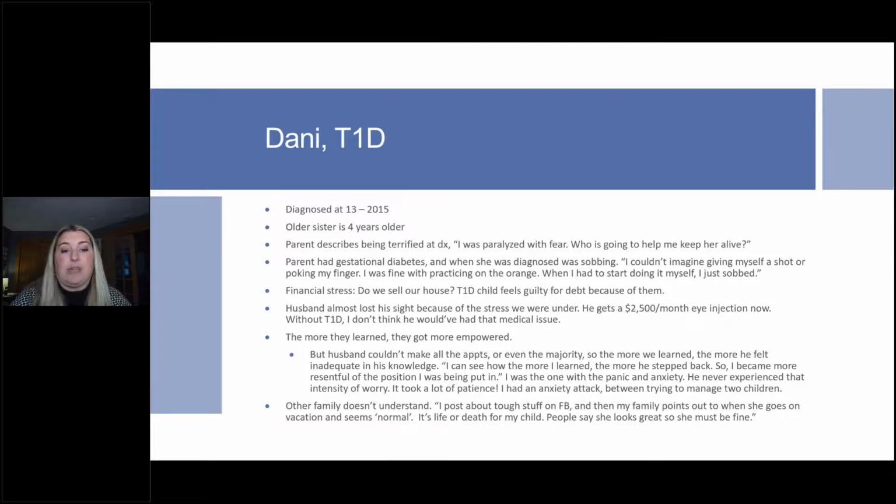The more they learned, the more they got empowered. Again, the husband couldn't make all the appointments or even the majority. So the more they learned, the more inadequate he actually felt about his knowledge. And so she said, I can see how the more I learned, the more he stepped back and almost became more resentful of the position she was being put in.